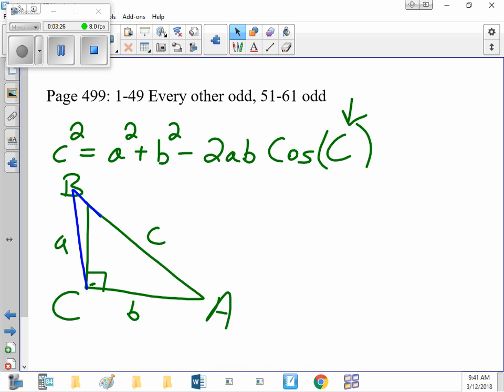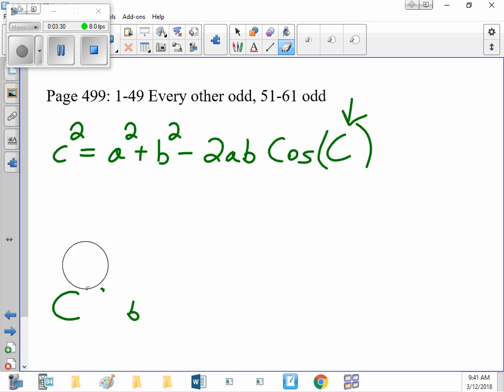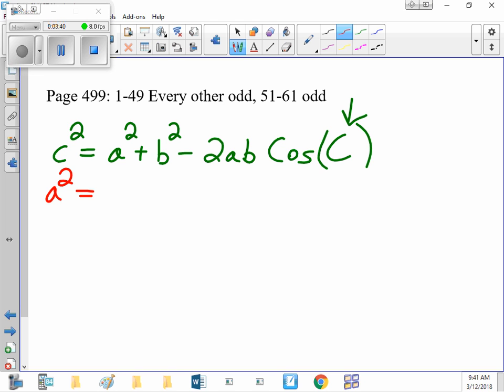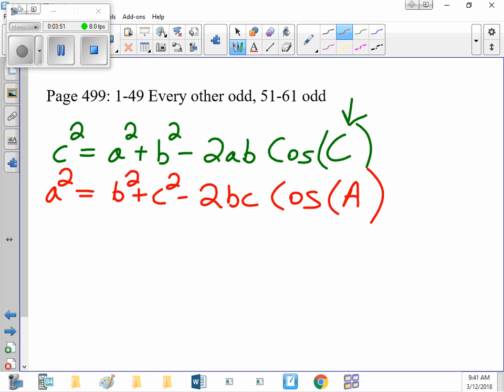Okay? Well, there are different versions of this. You don't have to start with c squared. You could actually start with a squared. So that would be b squared plus c squared minus 2bc times the cosine of a. Does that make sense?